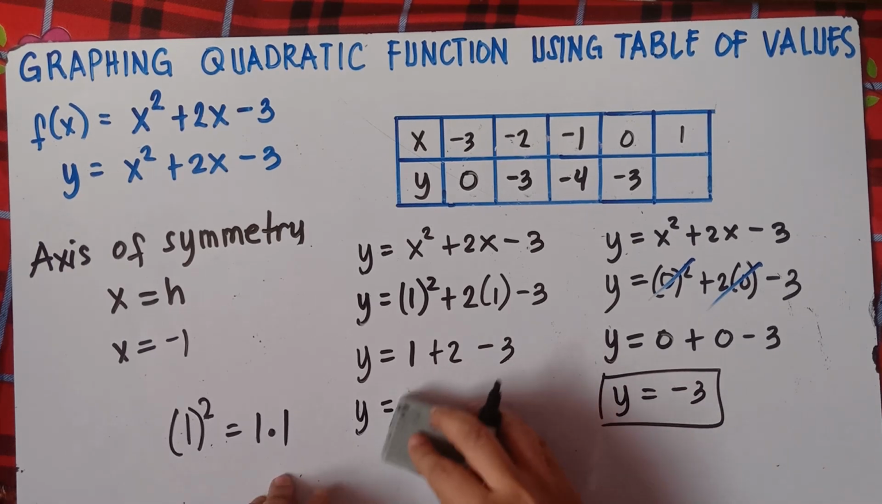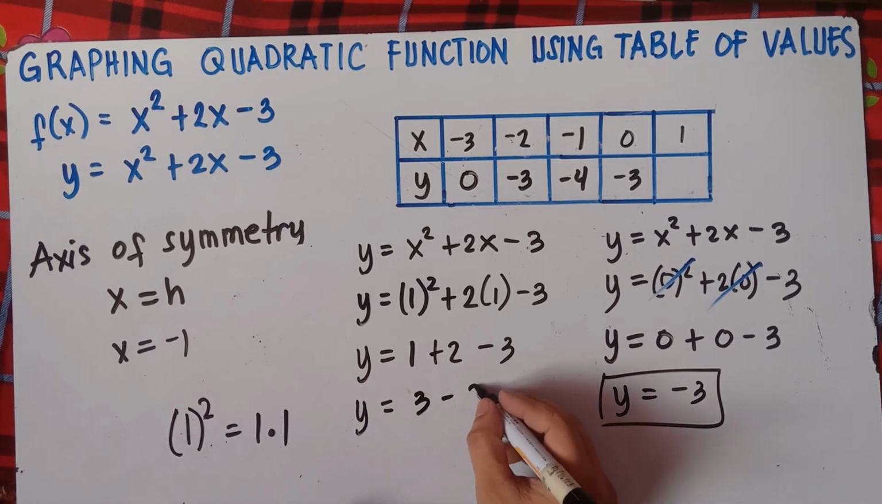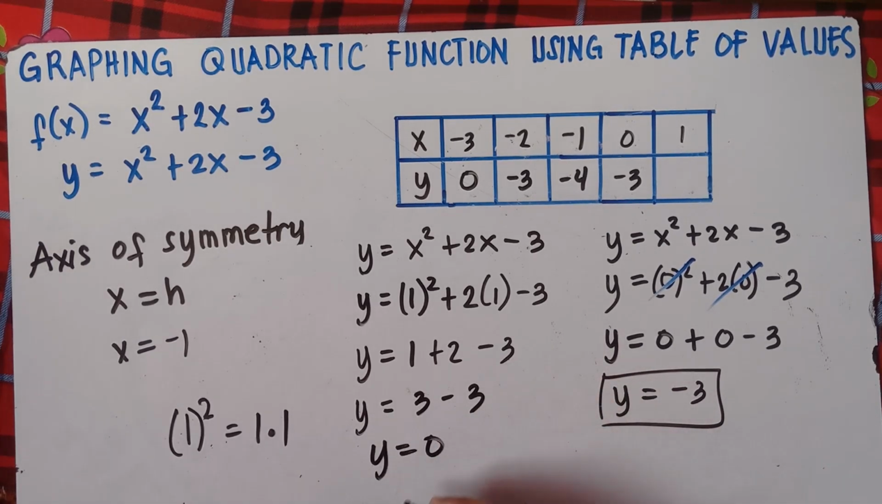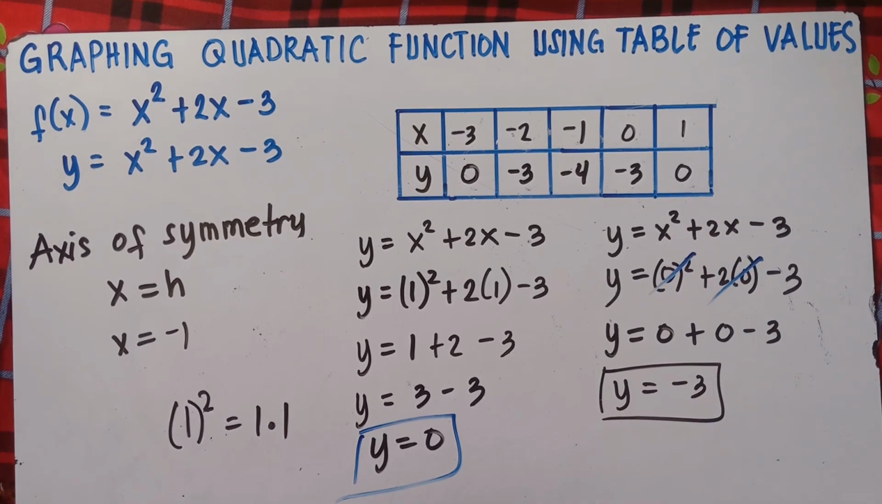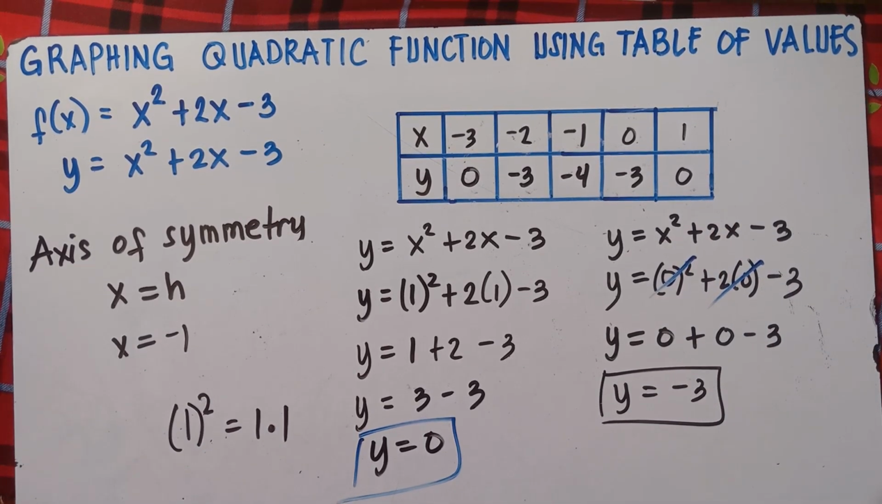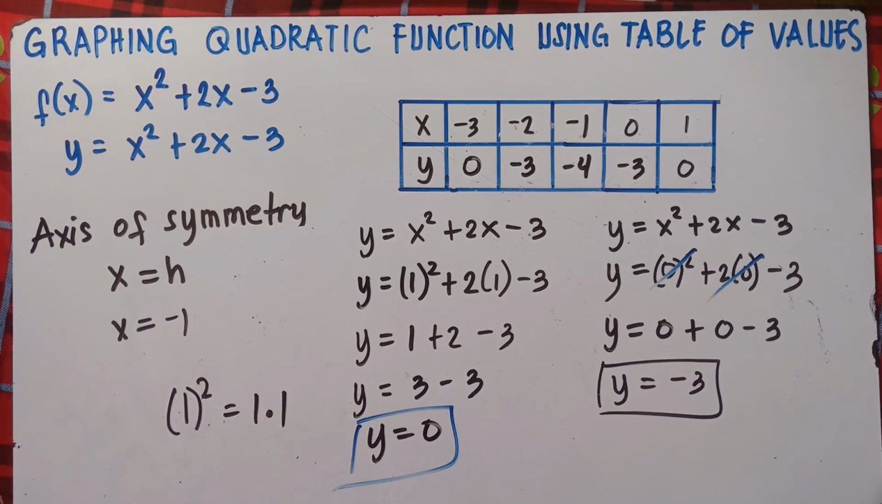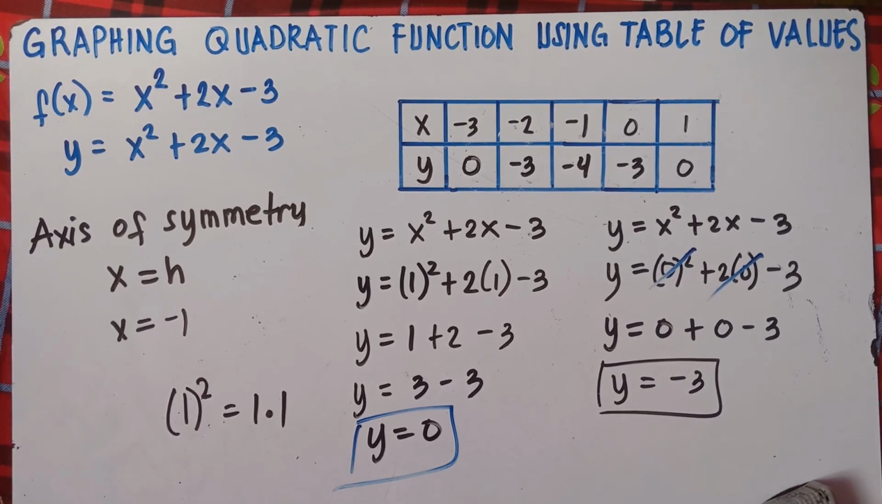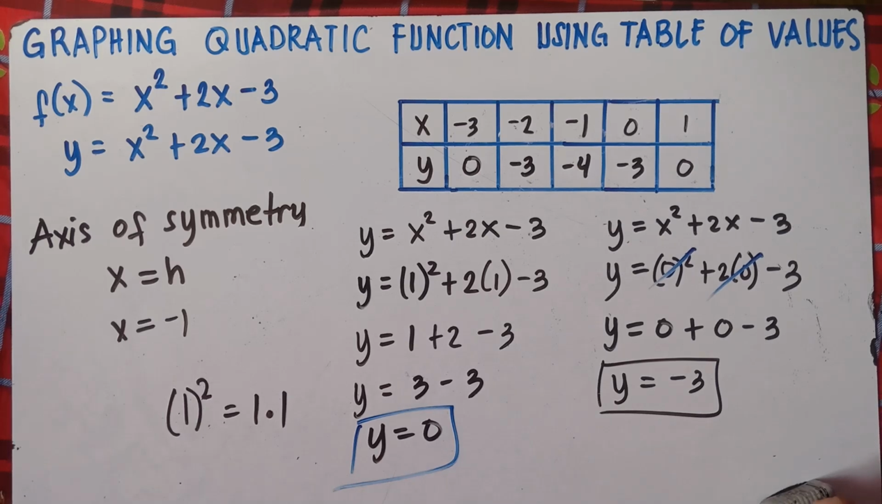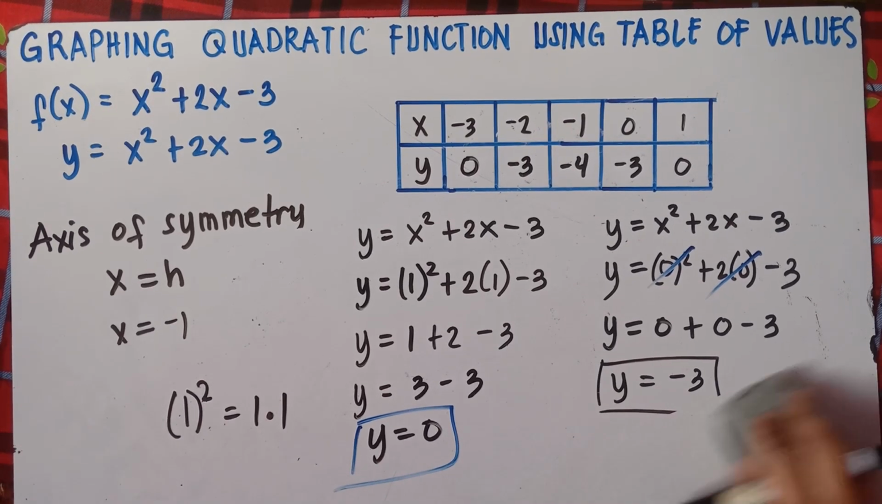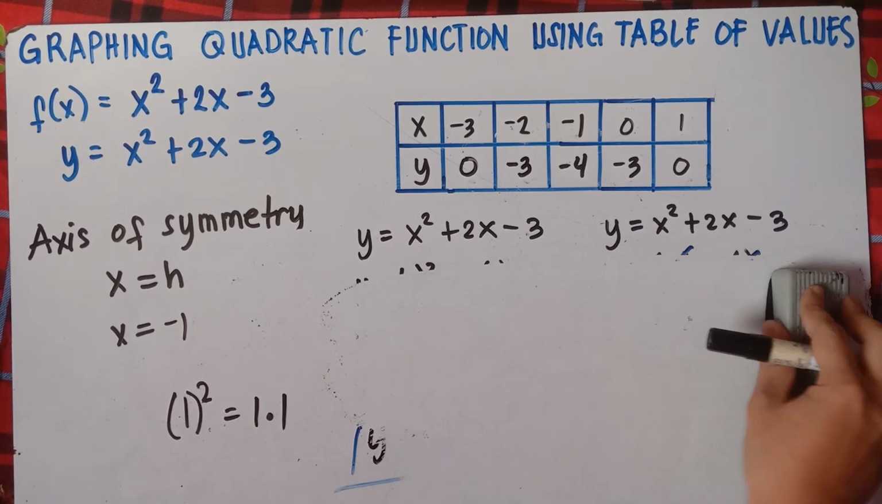So I hope you're not confused, class. 1 plus 2, that is 3. Minus 3, our y is 0. Alright, so our y is 0 if our x is positive 1. So this will be 0. Alright, so our table now is complete. So we can now graph this function, class, with the given values of x and y. So let's graph. Alright, so that's how you find the y values.